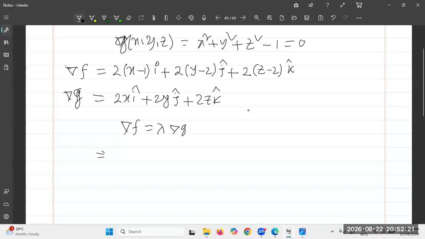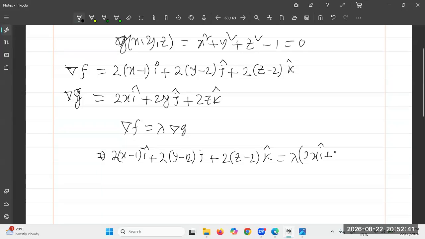So gradient of f is 2 times (x minus 1) i, 2 times (y minus 2) j, 2 times (z minus 2) k, equal to lambda times 2x i, 2y j, 2z k.